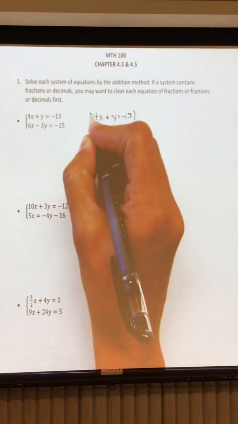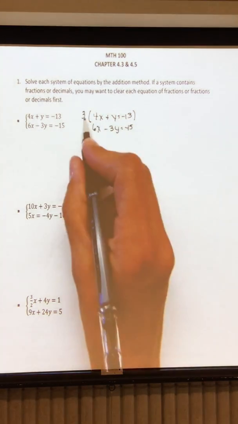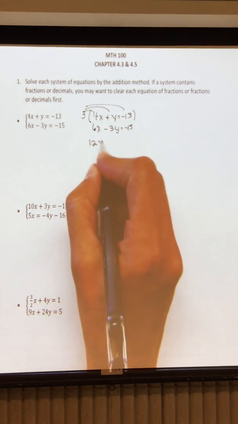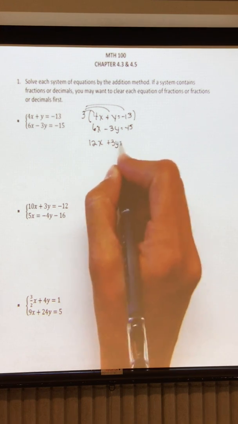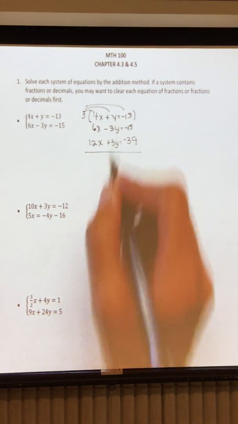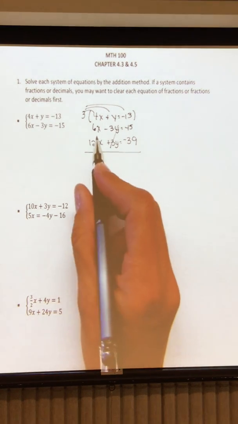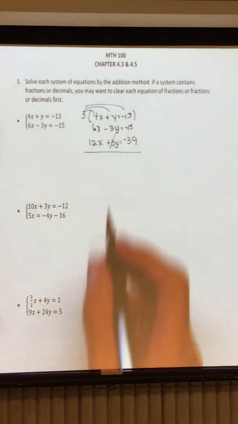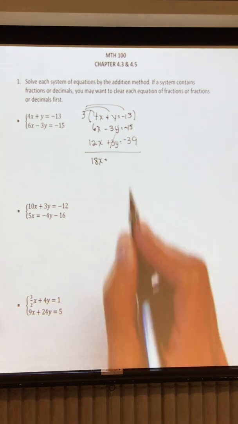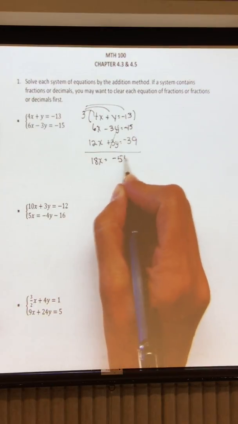Let's multiply the first equation by 3 so we can cancel our y's. So multiplying 3 to each of these terms, we have 12x plus 3y is equal to negative 39. And now let's combine that with the second equation, which means our y's cancel. So now let's add the remainder. 6x plus 12x is 18x. Negative 15 minus 39 is negative 54.